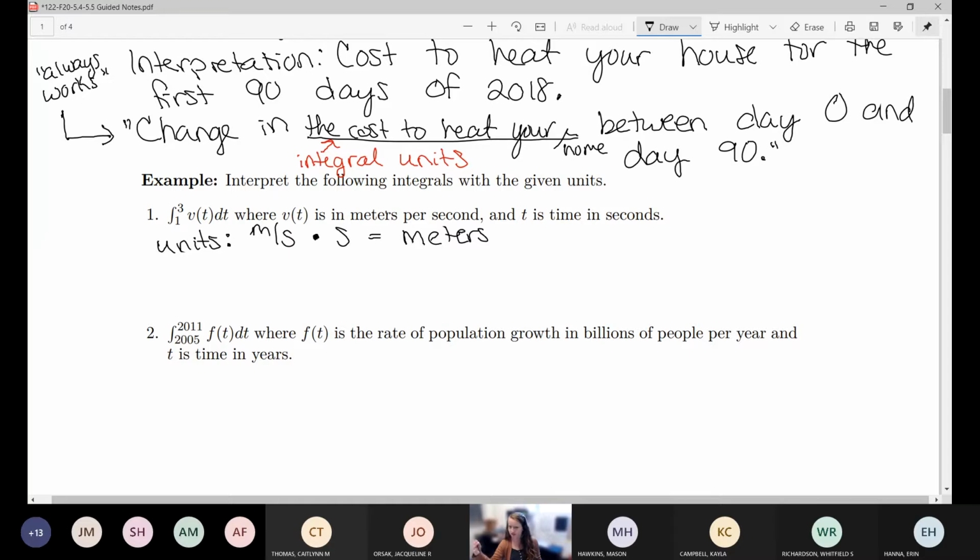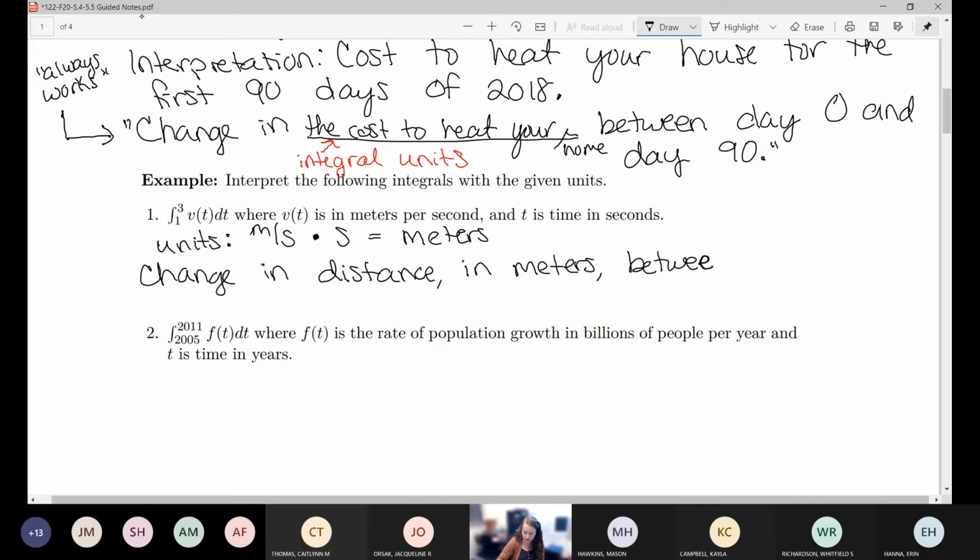So we could say change in distance. And I'm actually going to use that cookie cutter way for this interpretation here. So I'm going to say change in distance. And let me go ahead and put in meters to be super good about stating my units. Between t equals 1 and t equals 3.